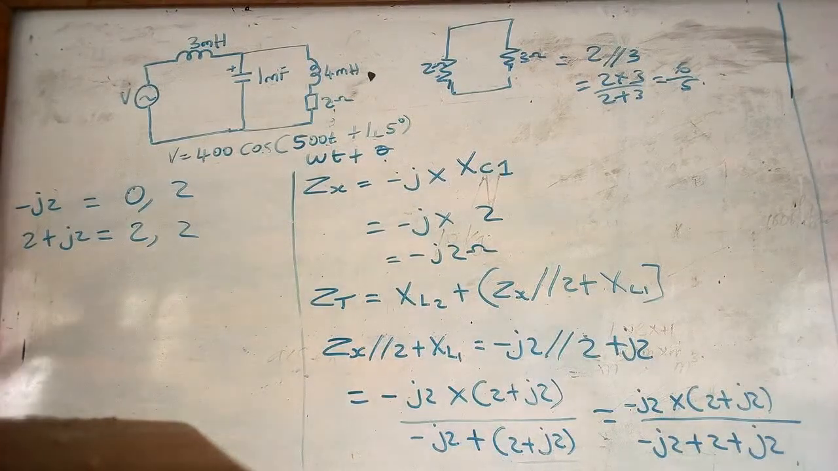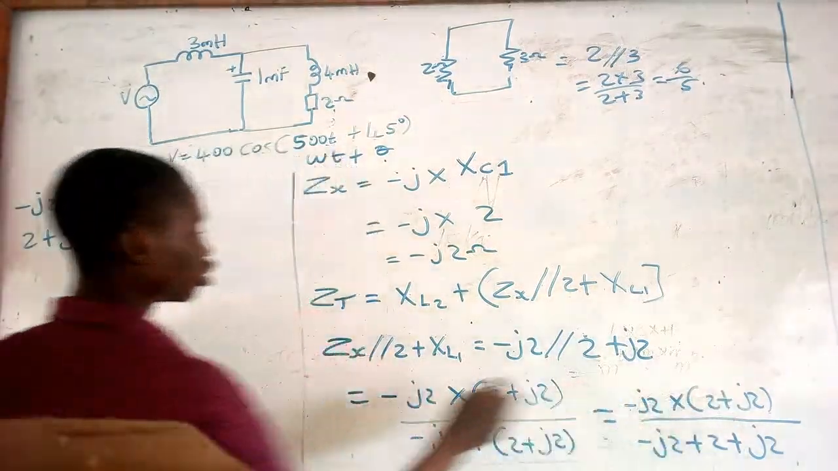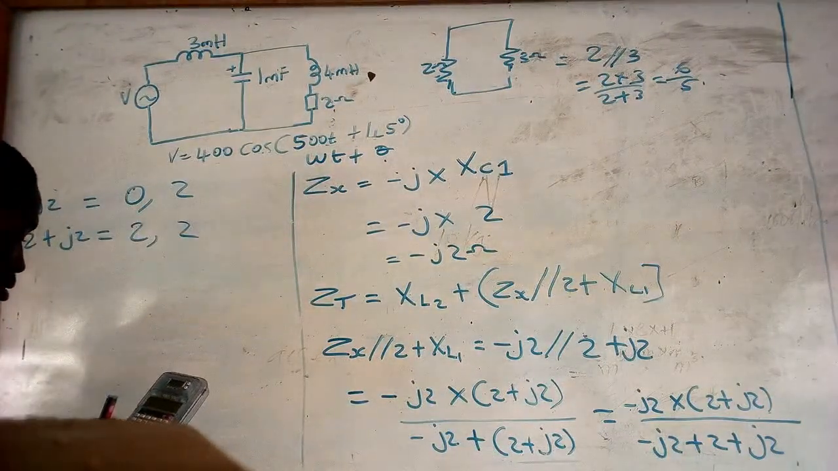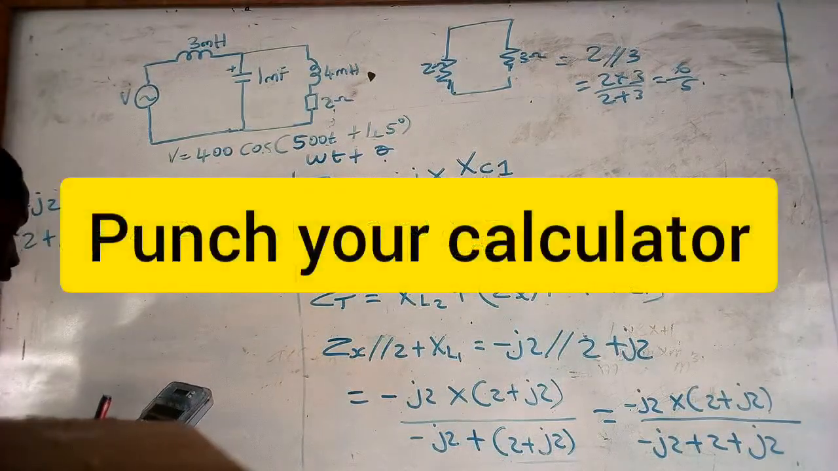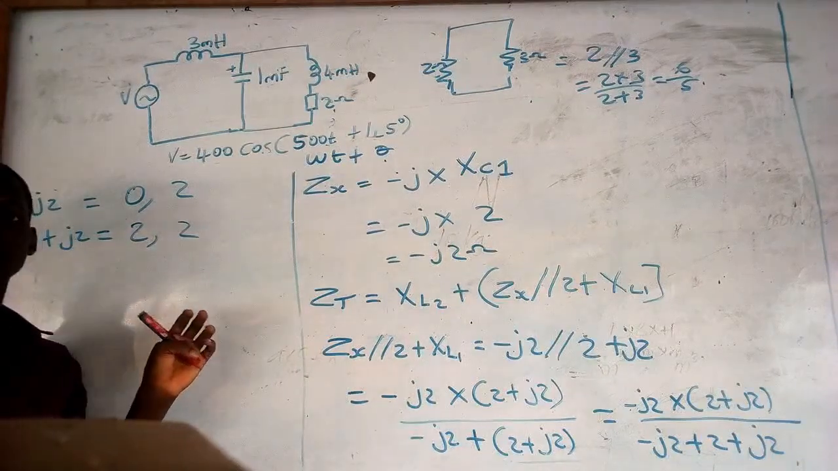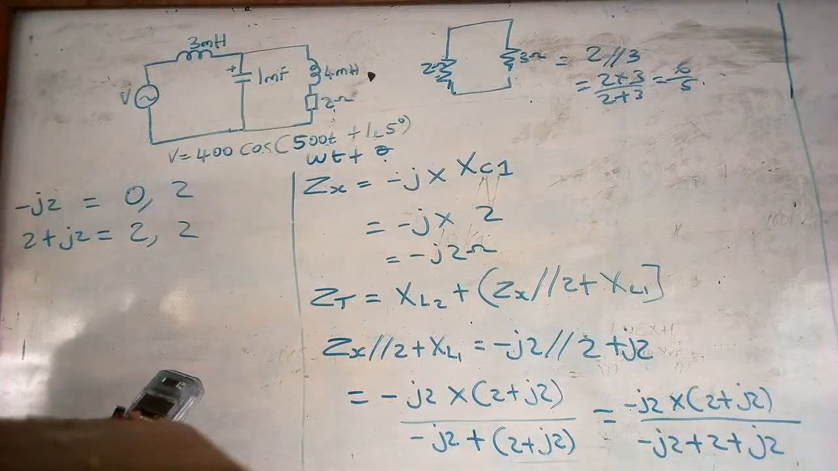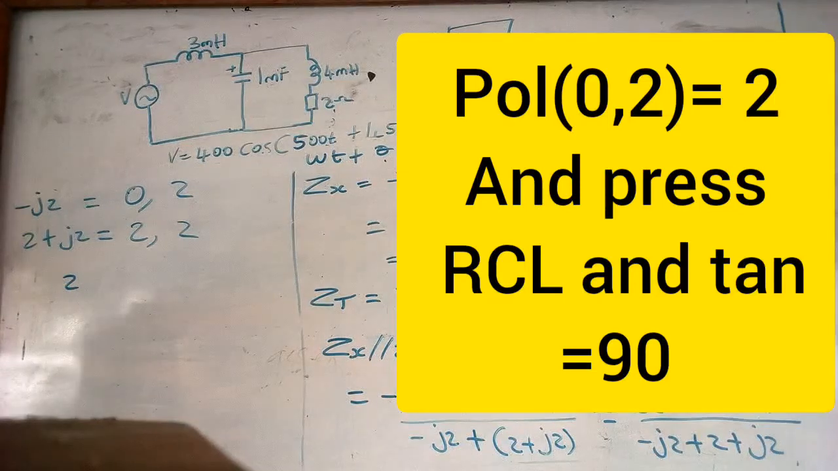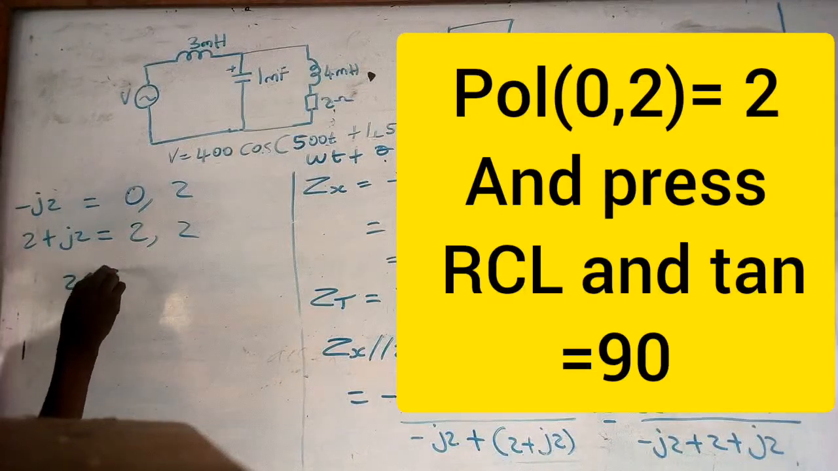Okay? So now, I'll bring out my calculator and punch this out. This is what I wrote now for this. By pressing pause, I press 0 for here, 2. If you don't understand this yet, please put it in the comment section below. I will chat you up privately. Then we have this. We have 2, and this gave us 2. Okay. RCL and tan. This gave us 90 degree.